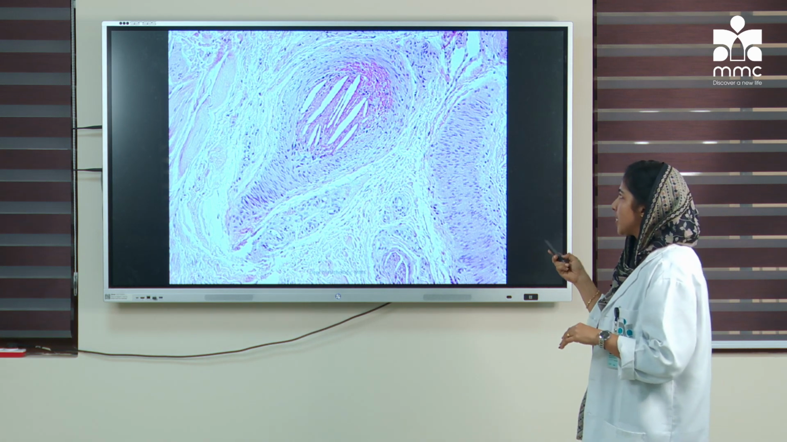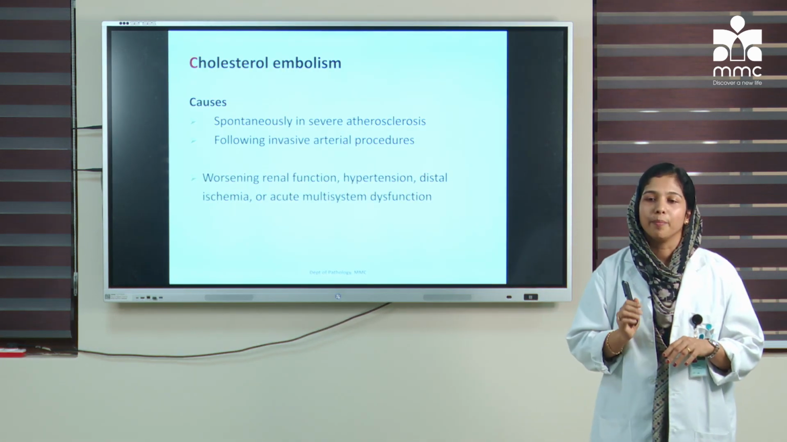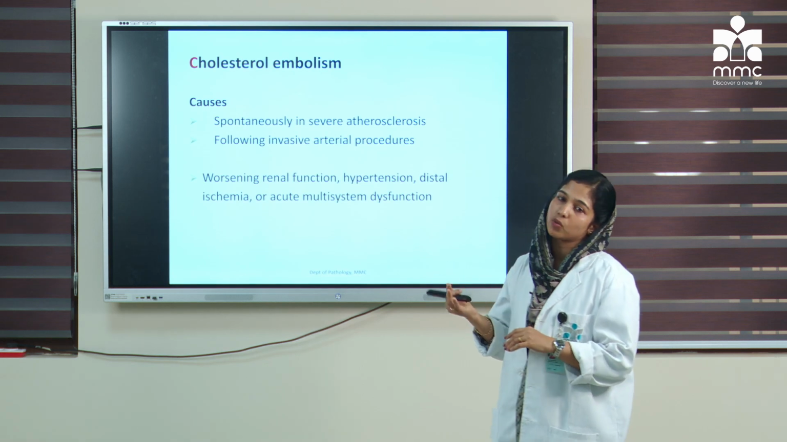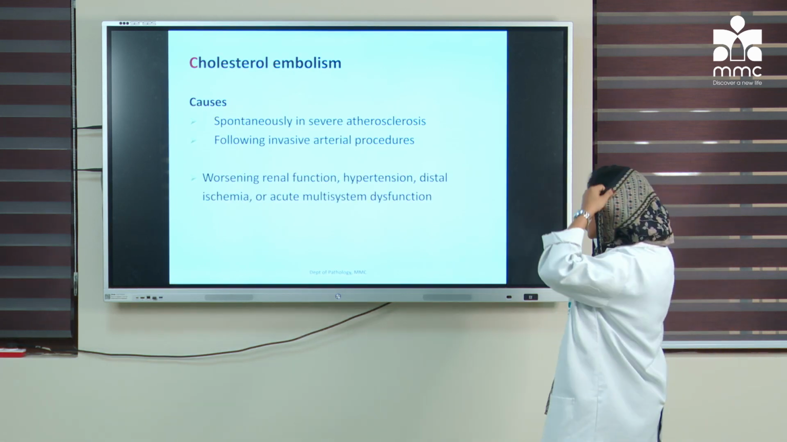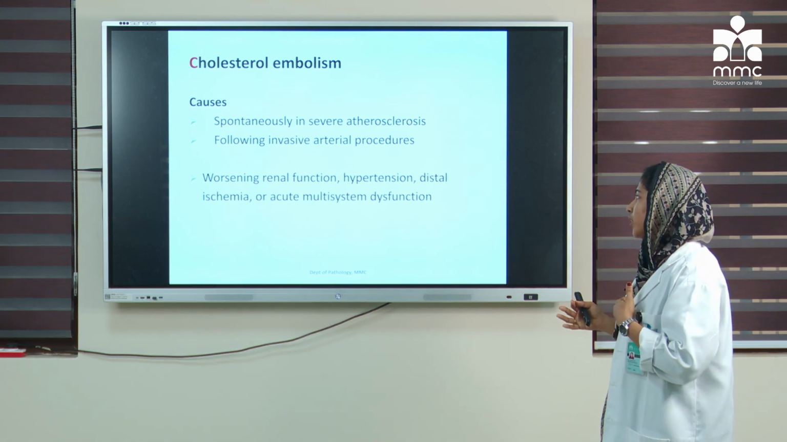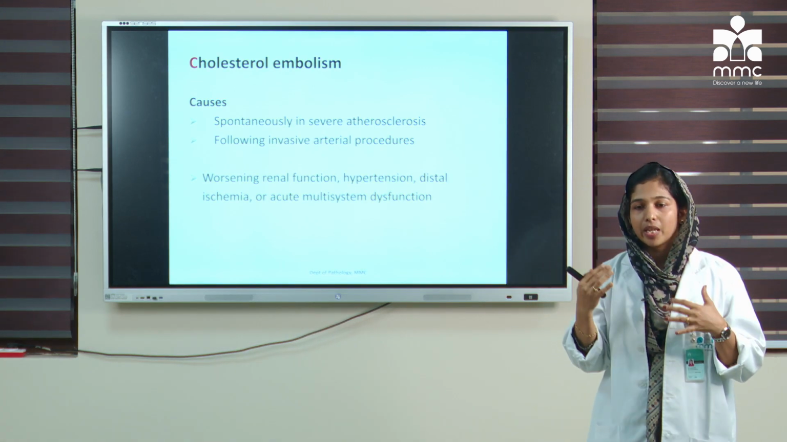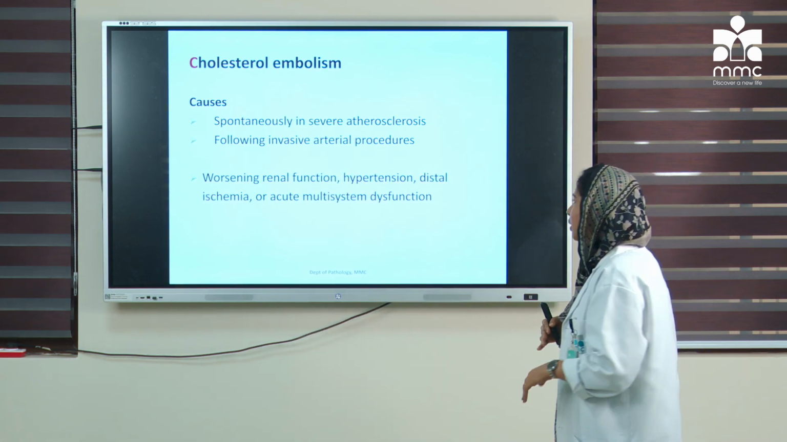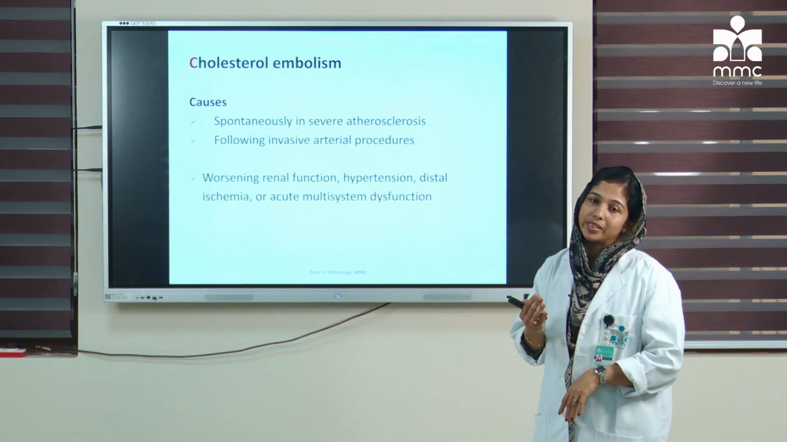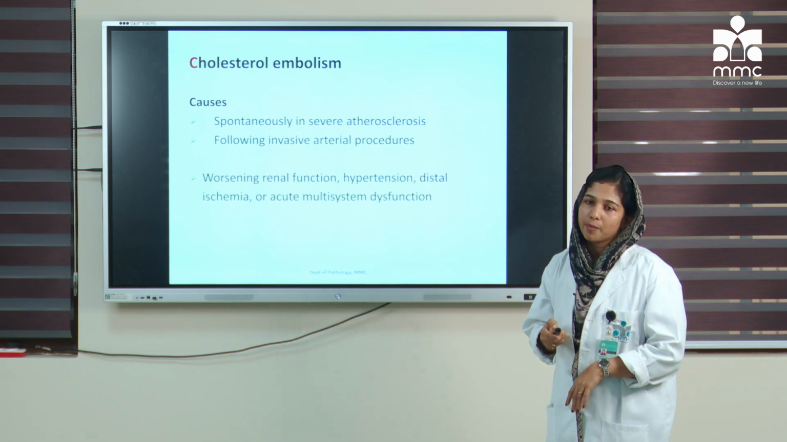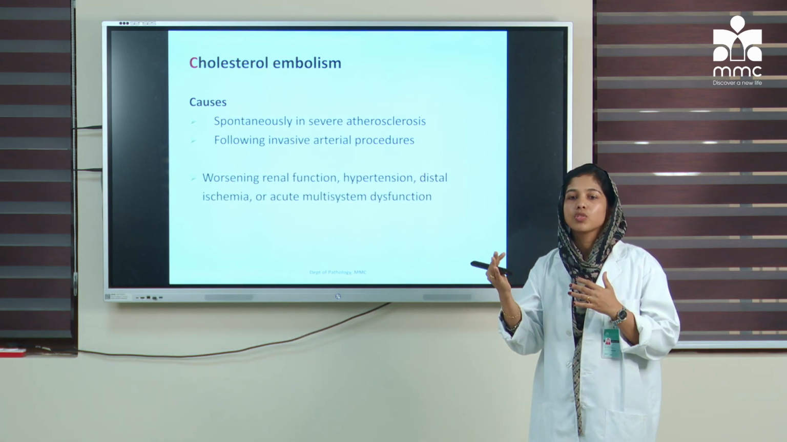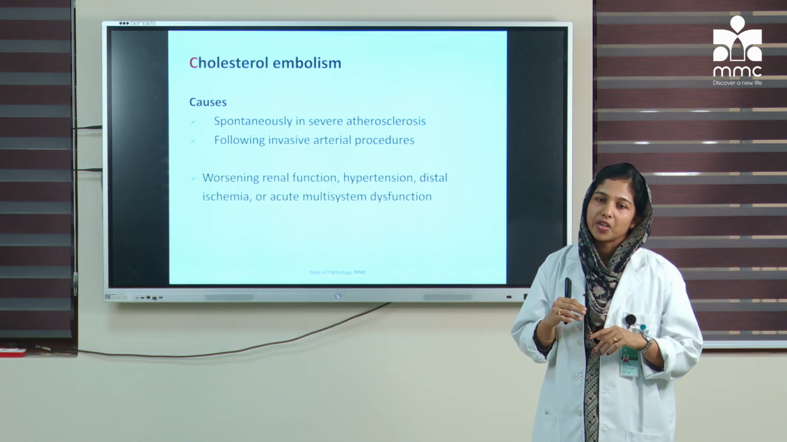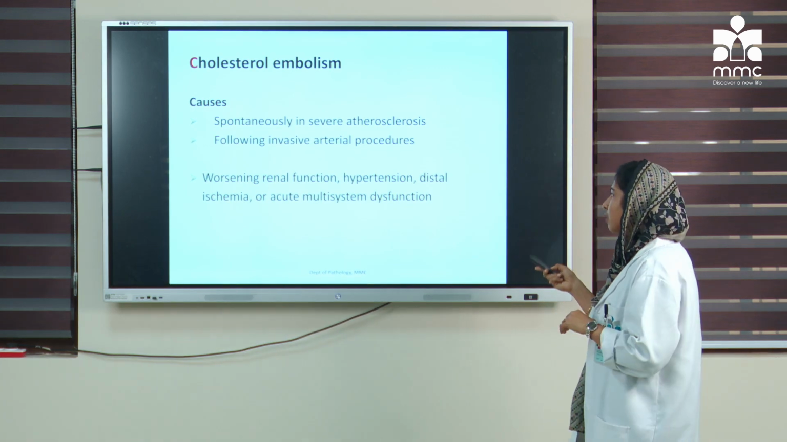So, what is the diagnosis? It is a case of cholesterol embolism. Usually, it arises spontaneously in severe atherosclerosis, or it can be associated with invasive arterial procedures like angioplasty. Okay. So, how does the patient present? He will have worsening of renal function, hypertension, distal ischemia, or it can also affect multiple systems. It can cause acute multi-system dysfunction. Okay. Most commonly, it arises from atherosclerotic plaques if it is spontaneous, or it can be associated with some invasive procedures. Okay. So, that is about cholesterol embolism.